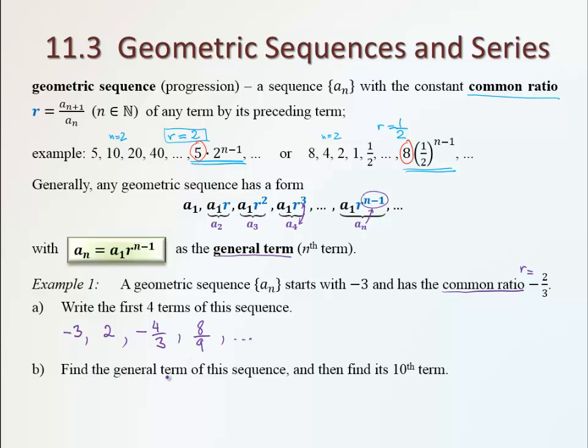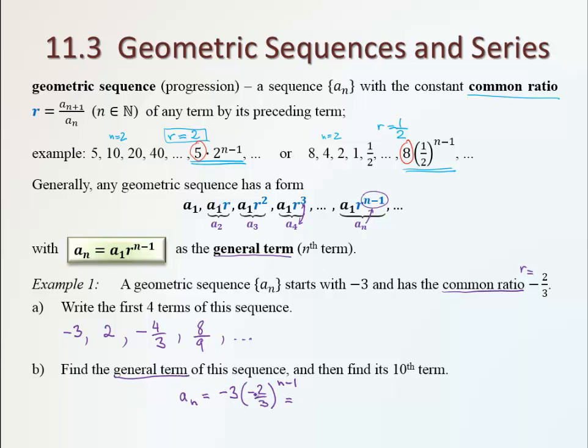Okay, now we want to develop a general term for the sequence, and then find out the 10th term of it. So the general term a_n is equal to, according to our rule, we should start with the first term, negative 3, and multiply it by negative 2/3, which is our common ratio, to the n minus 1. Now we could treat the sign separately, because this negative in a bracket can be seen as negative 1 to the n minus 1, and we also need to multiply by another negative in front.